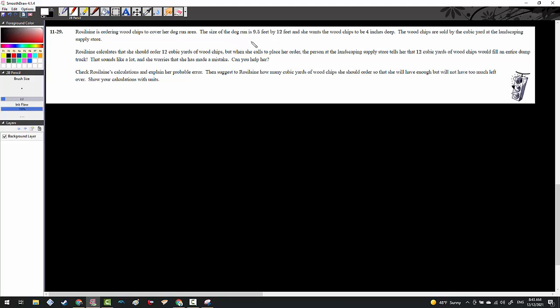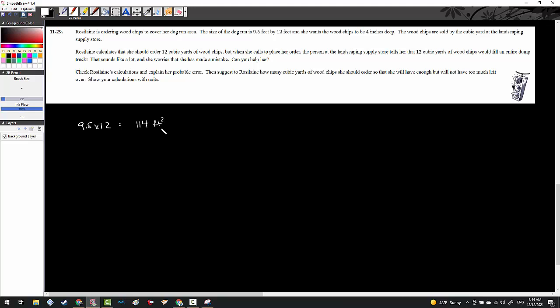So let's go and just find out the dimensions of her dog park in volumetric units here. What I've got is I'm going to do 9.5 by 12. That's going to give me the surface area of the dog park, and then we'll multiply it by the inches deep here. So 9.5 times 12 is going to be 144 feet squared.